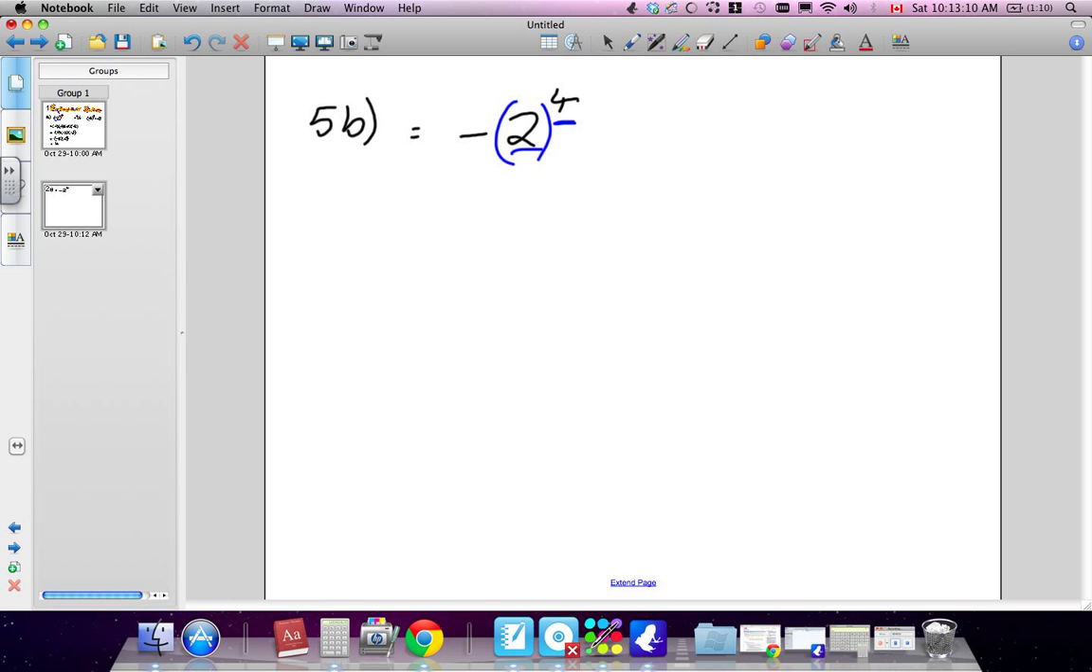What is 2 to the power of 4? 16. And then when we apply the negative, what will we get? Negative 16. So we have a very different answer from what we had before. Unless we're in brackets, we're not going to get the same answer. Does that make sense? I'm going to put it on the other page so you have something to compare against.